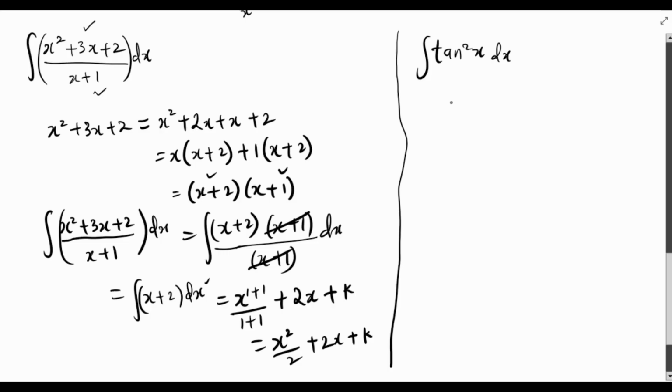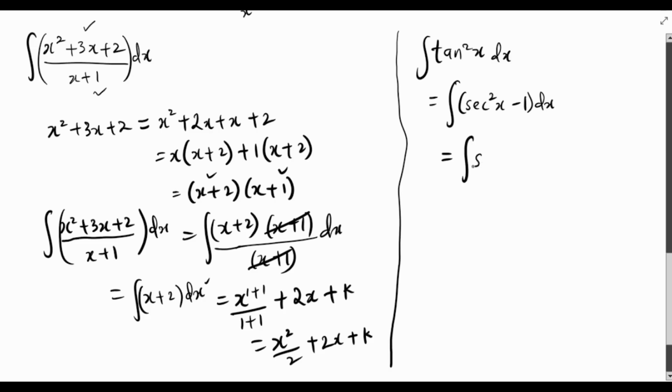What we could do is we can rewrite tan squared x as, tan squared x is the same thing as sec squared x minus 1, right? dx. The same thing as sec squared x minus 1 dx. The reason why we changed it to this format is because it's easier to integrate sec squared x than to integrate tan squared x, because sec squared x is a definite integral.